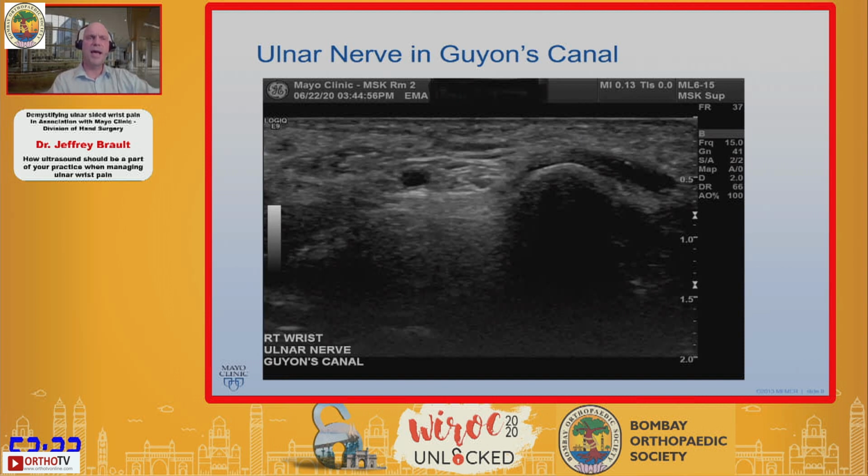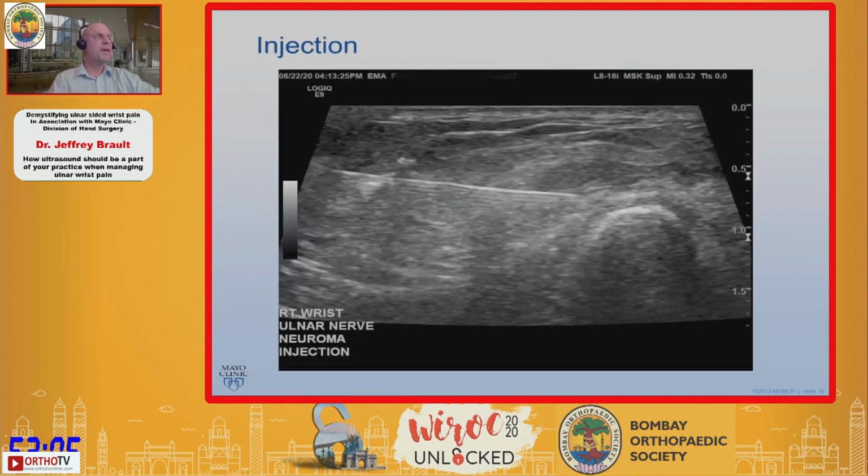This is Guyon's canal. Here we can see the hypoechoic ulnar artery right next to the ulnar nerve within Guyon's canal. And we can sequentially look at different levels of the nerve to identify if there's any enlargement or swelling that could be compatible with compression or neuropathy. And on our last slide here, I want to show you a picture of how we use the ultrasound for injections, or therapeutically.